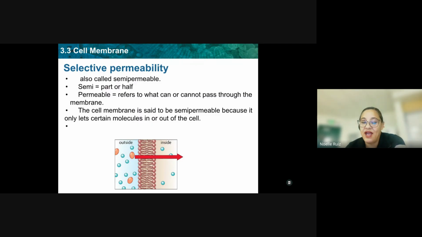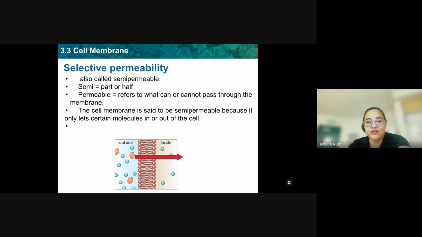Semi means part or half, and then permeable refers to what can or cannot pass through the membrane. The cell membrane is said to be semi-permeable because it only lets certain molecules into or out of the cell. And it usually has to do with size.